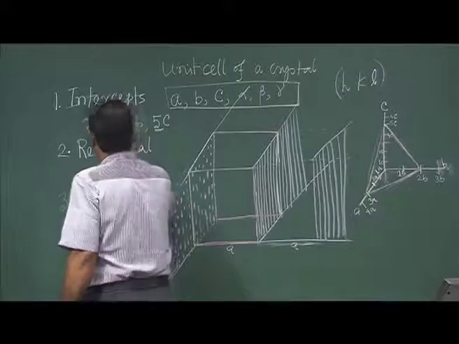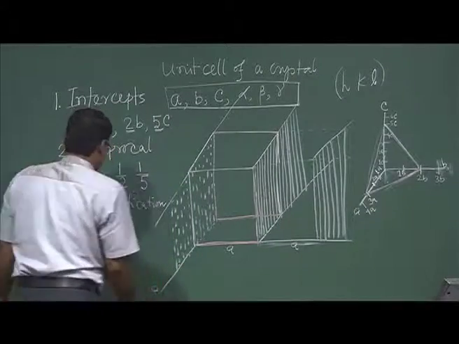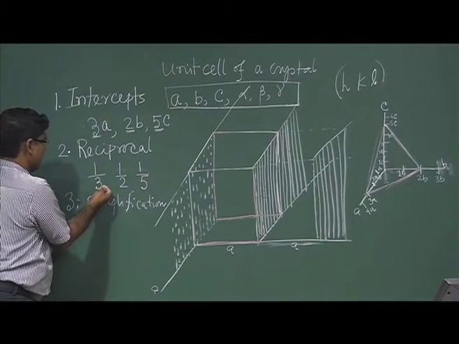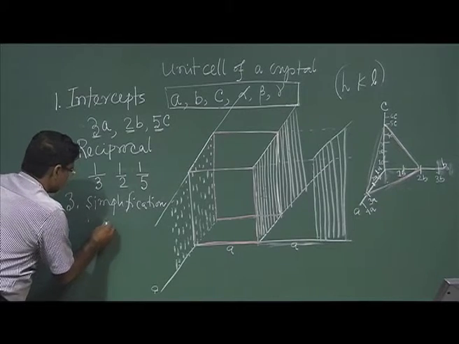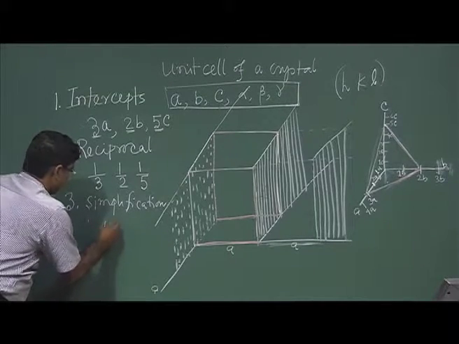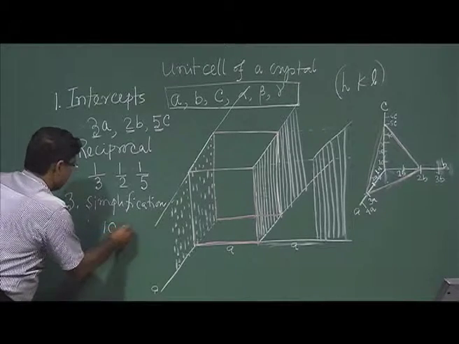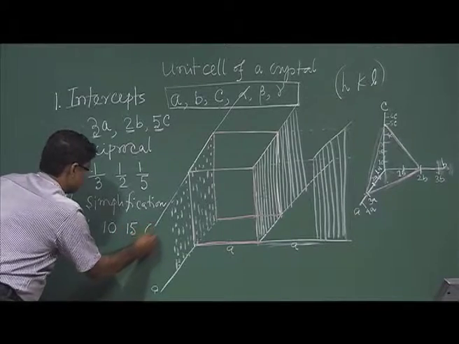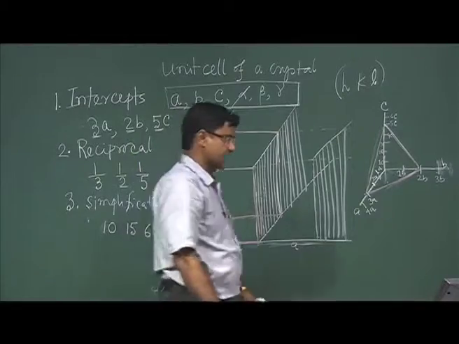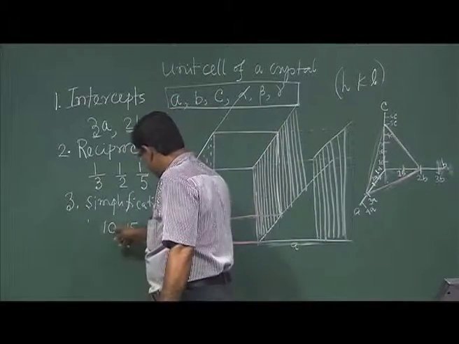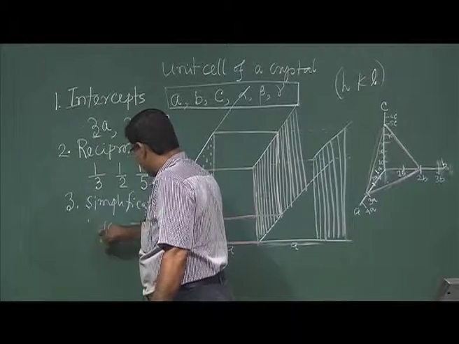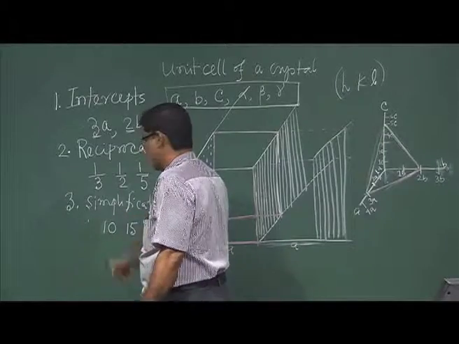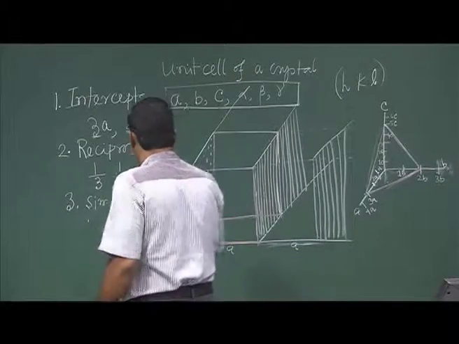So we have to simplify this one. Multiplying by 30, we get 10, 15 and 6, and there should not be any common factor. Here there is no common factor, so this is the simplest form of this one.